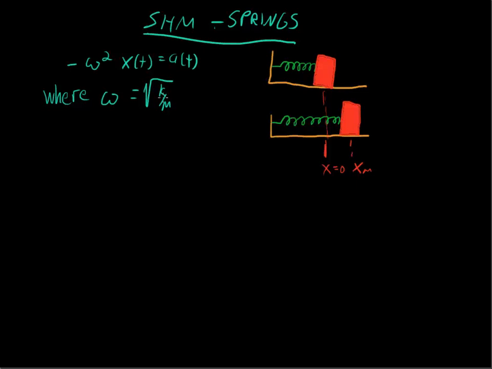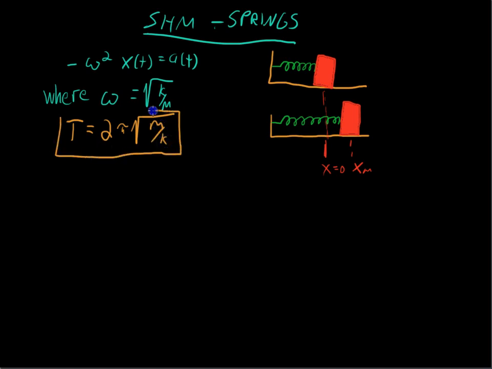Alright, in the previous video, one of the things we found was this equation: the opposite of omega squared times x of t equals a of t. And one of the things was that this omega, we really substituted in for the square root of k over m. So right now I'm just going to give you an equation, and we'll say that T, the period, is equal to 2 pi times the square root of m over k.